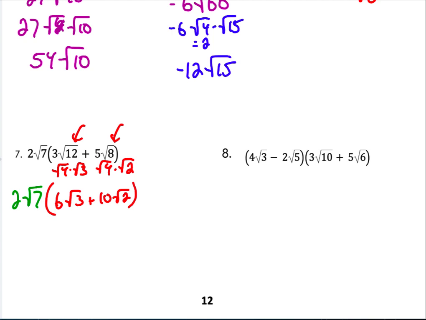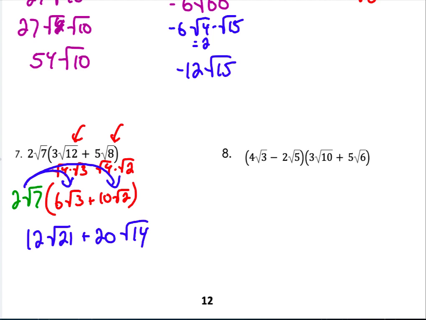But I can distribute that piece on the outside. So 2 times 2 square roots of 7 times 6 square roots of 3 is 12 square roots of 21. And then I multiply times the next one. 2 times 10 is 20. 7 times 2 is square root of 14. Now, they don't have any common factors in that radicand, so I can't combine it together any further than that.